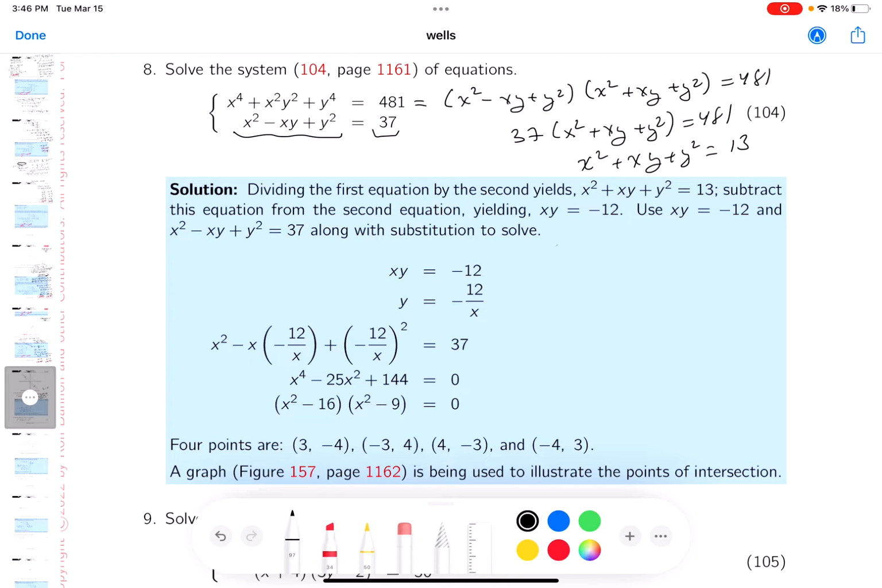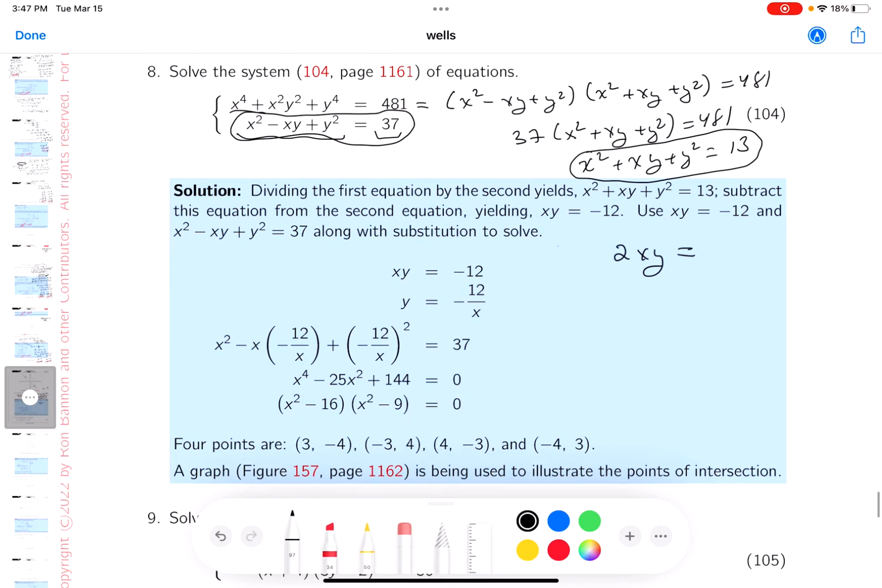Now, of course, you look at this thing over here and say, what am I going to do with that? And I'm looking at it, and I start to realize that this thing here is somewhat related to this one over here. And I could eliminate two things from the problem by just doing a subtraction. So you would get 2xy, I'm doing a subtraction, 2xy, and then 13 minus 37, which is going to be 24. I'm sorry, minus 24. So that means xy is going to be minus 12.